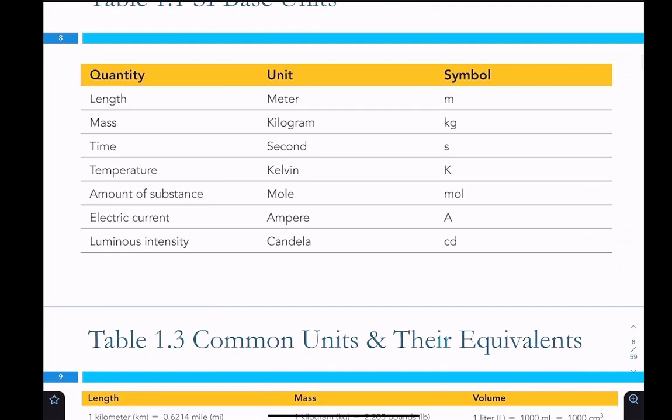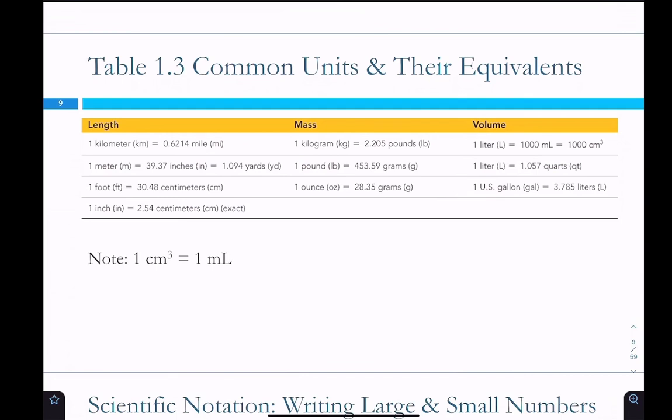Then luminosity is actually the candela, which is related to, but I can't remember how, the amount of light produced by a candle. Here are some common conversions. I'll pull this back up when we're going over some of these questions, and I have you guys working on those.